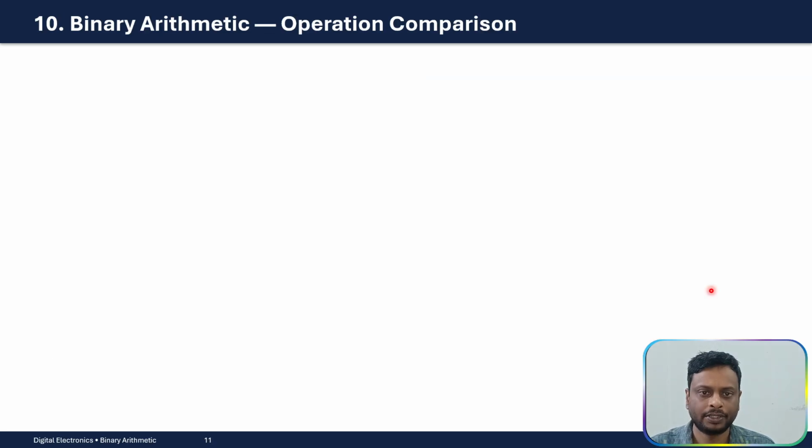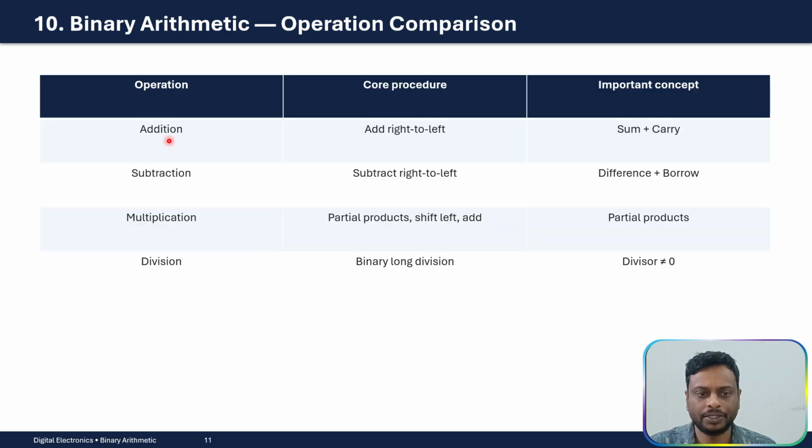So binary arithmetic, let us sum it up. For addition, we are adding from right to left, and we have sum and carry. Similarly, for subtraction we are subtracting from right to left. Then we have the difference and borrow. Then multiplication, we get the partial product, then shift left, then add. Division we do normally using binary long division, but the divisor must not be 0.